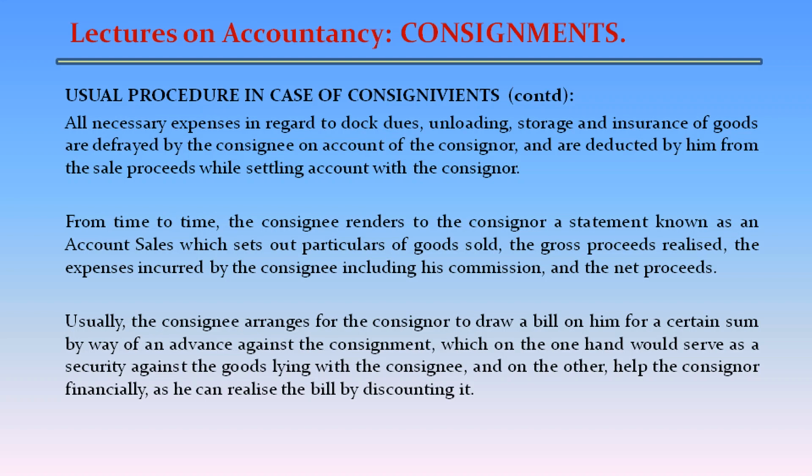Usually, the consignee arranges for the consignor to draw a bill on him for a certain sum by way of an advance against the consignment, which on the one hand would serve as a security against the goods lying with the consignee, and on the other hand help the consignor financially as he can realize the bill by discounting it.